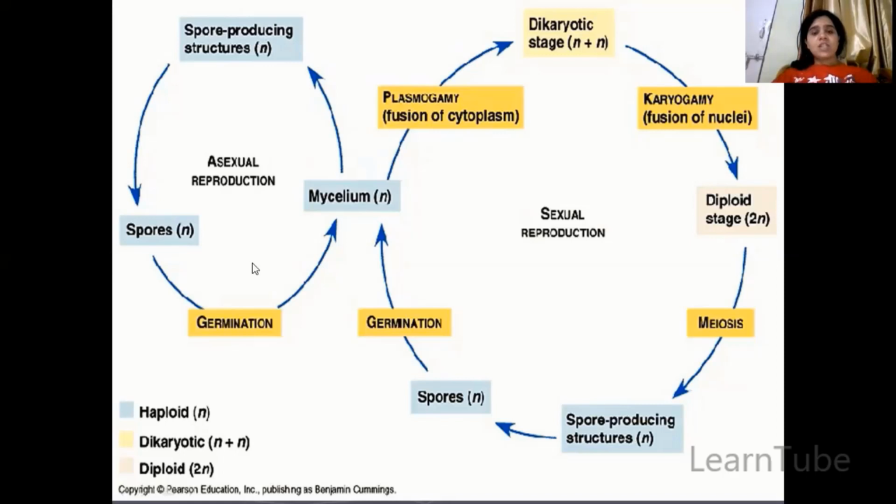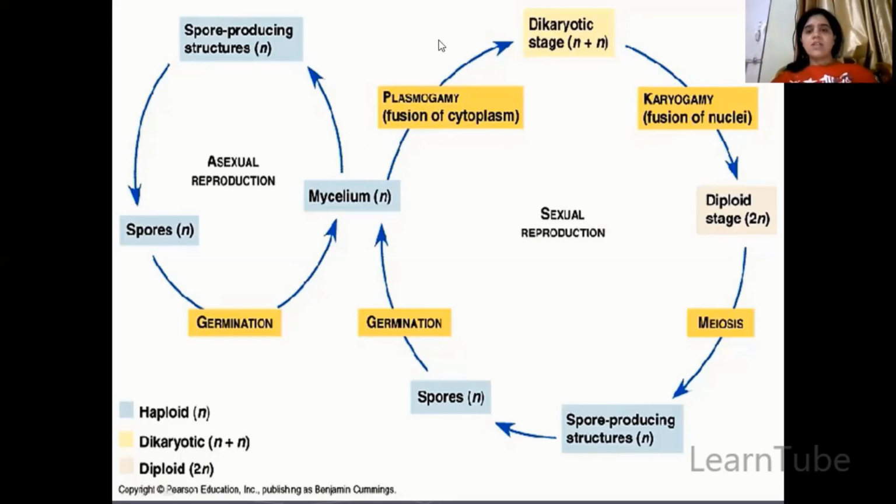Now, if by chance this mycelium fuses with another, meaning two mycelia or two spores come together, there is plasmogamy, that is, fusion of cytoplasm. It will form N plus N, the dikaryotic stage, and further it will lead to karyogamy, the fusion of nuclei, forming 2N, the diploid stage. As a result of meiosis, spore-producing structures will be produced, which are not mycelium. After that, spores will be released and they will germinate, and again lead to formation of mycelium.